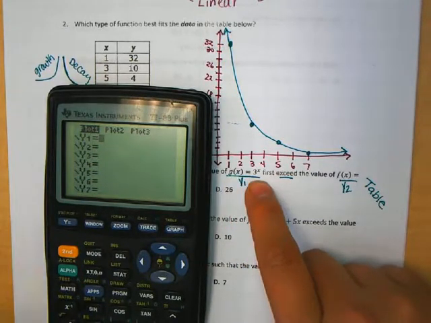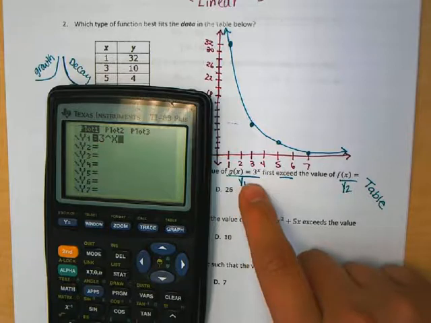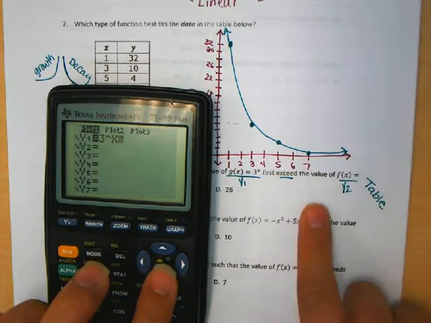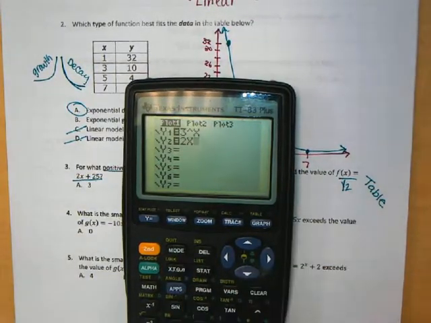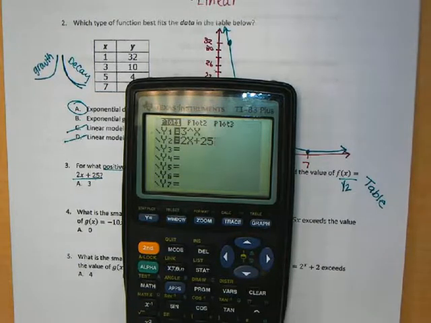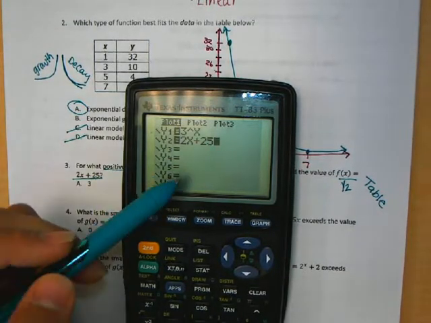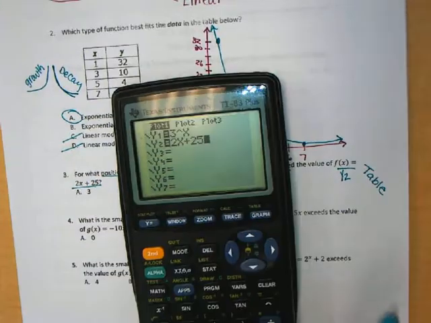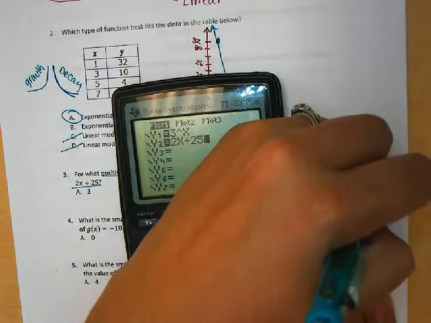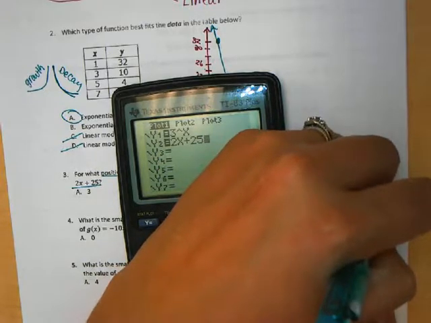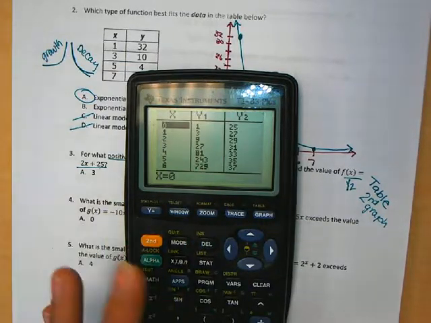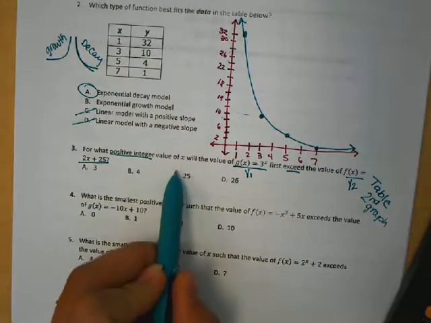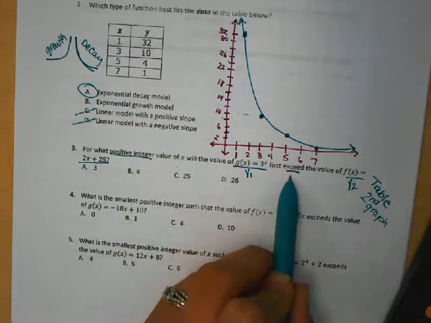So g of x equals 3 to the power of x. F of x is my y2, and f of x is 2x plus 25. So all I'm doing here is putting them in y1 and y2, and I want to look at the table. So remember, the table is second graph. So we're going to hit second graph, and I'm trying to find what value of x will make g of x bigger than f of x.